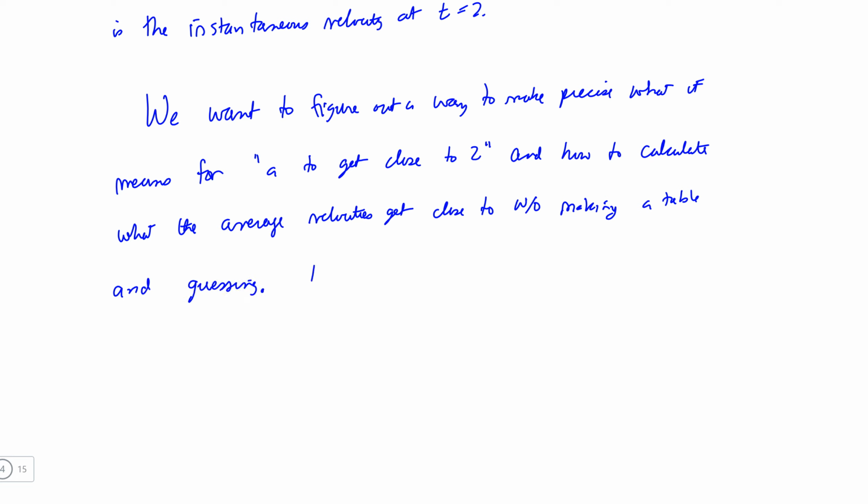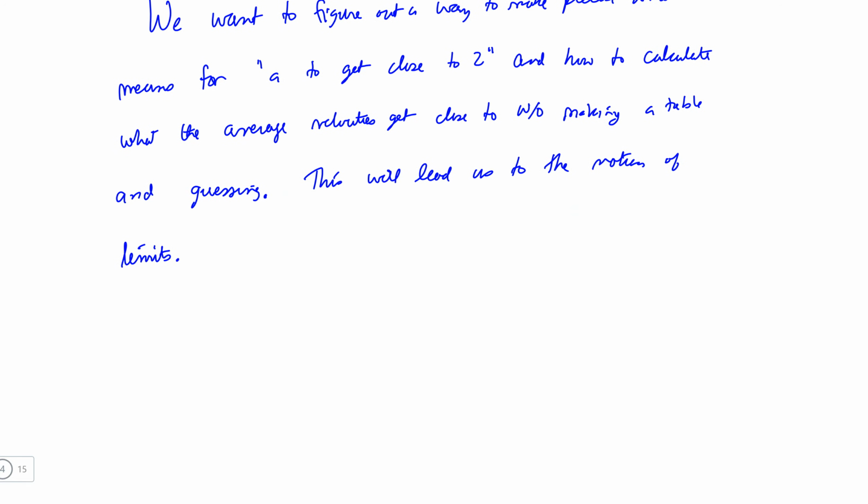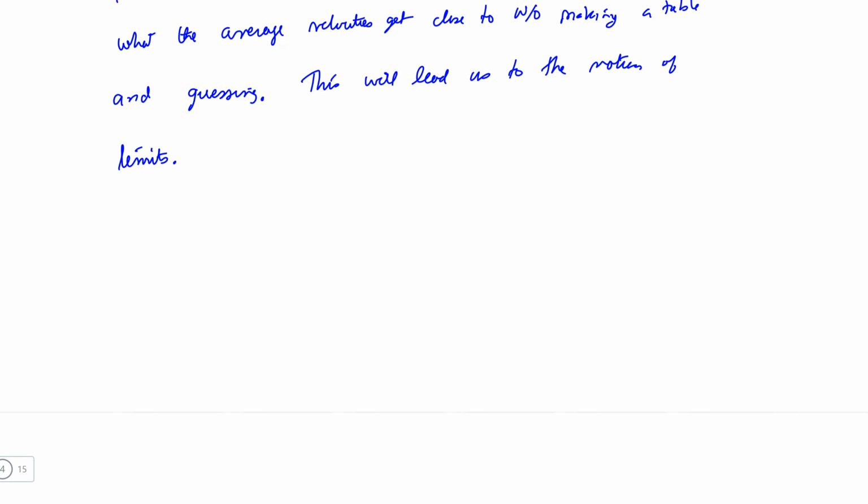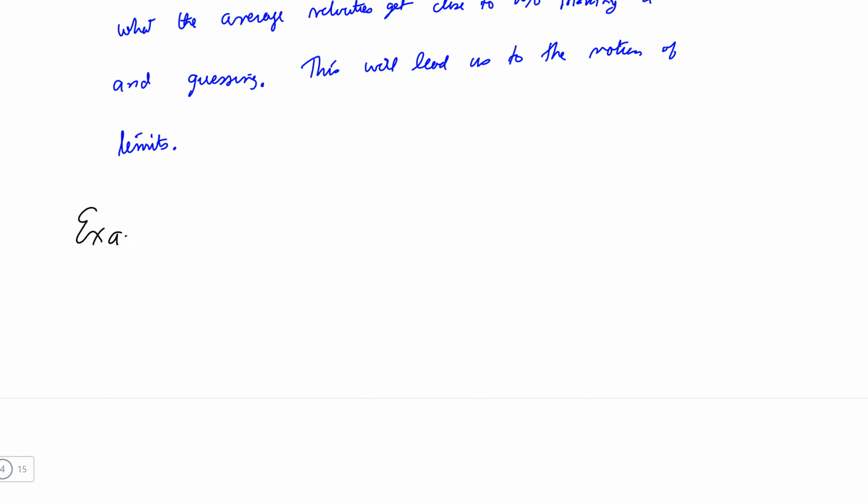So this will lead us to the notion of limits, which are useful not just for calculating instantaneous velocities. We'll see lots of ways that they come up, but it will answer this problem for us. But before we move on to limits, let's try one more example to make sure we really understand what's going on with the slopes of these lines and how to compare them.